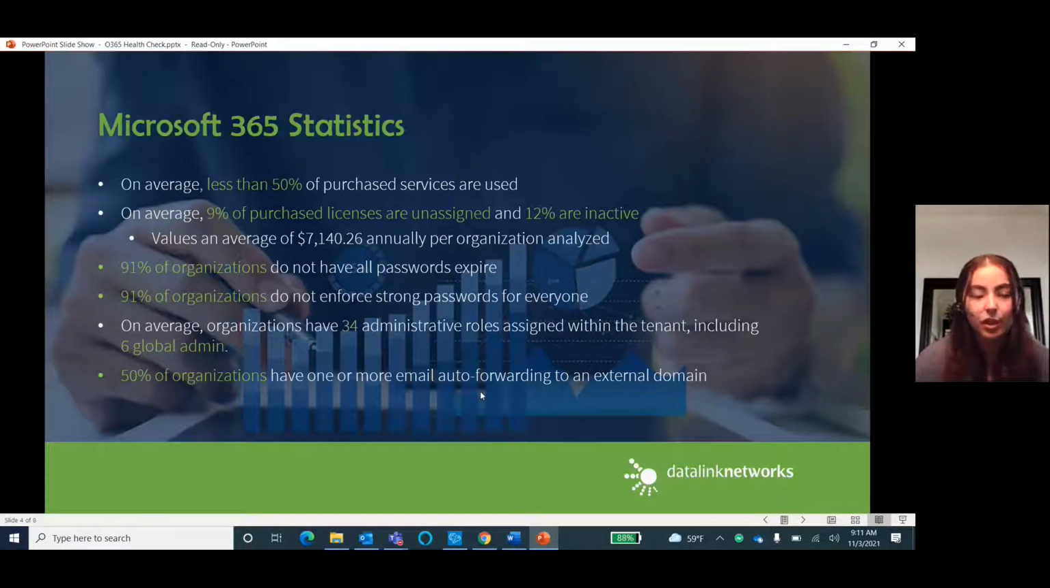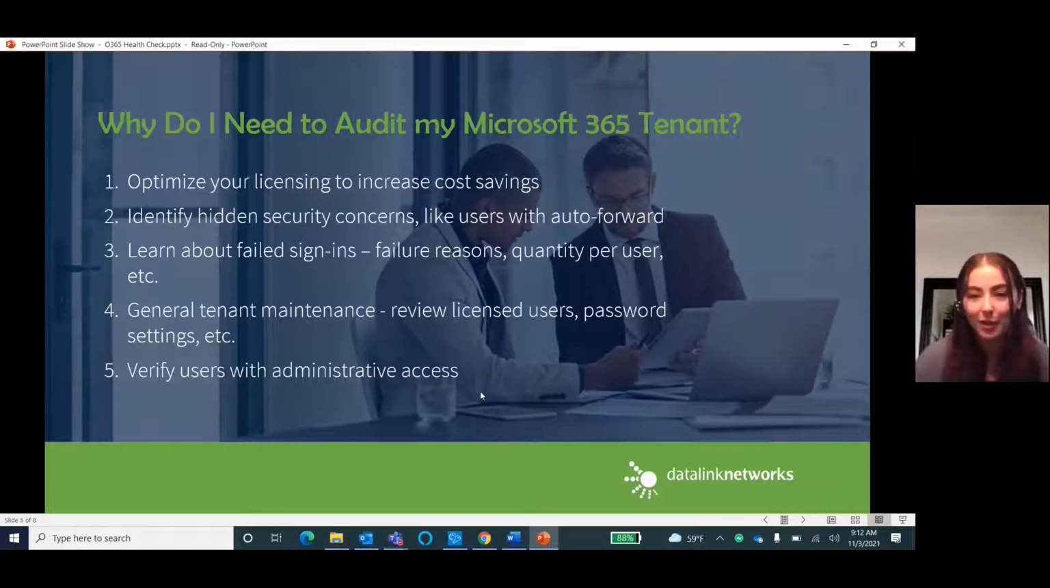And 50% of organizations had one or more email auto-forwarding to an external domain. That can definitely present a security concern, particularly if that external domain is something like Yahoo, like a personal account. So these are just some of the statistics that we found on why it could be helpful for you to do it. So similarly, why do I need to audit my tenant? There are several reasons. The first one is to optimize your licensing and increase your cost savings.